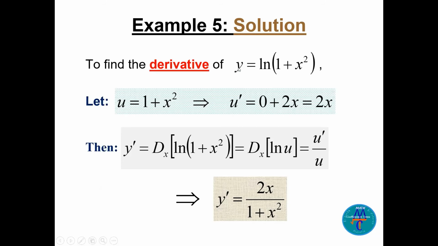Now y prime, this is what we need. The derivative of all this will be the derivative of u. This is ln of u, which is u prime over u. This 2x is u prime, and the u is 1 plus x squared. So the whole derivative y prime will be 2x divided by 1 plus x squared.